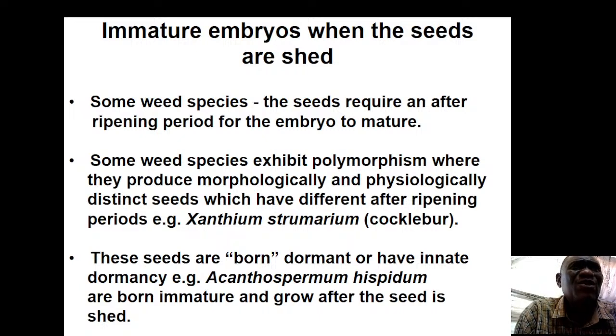Now in Xanthium strumarium, you can have two types of seeds. We call it polymorphism, where they produce morphologically and physiologically distinct sets of seeds which have different after-ripening periods. Yes, there is this after-ripening period, but it varies among seeds, and we call it polymorphism in Xanthium strumarium. But in Acanthospermum hispidum, there's no variation at all.